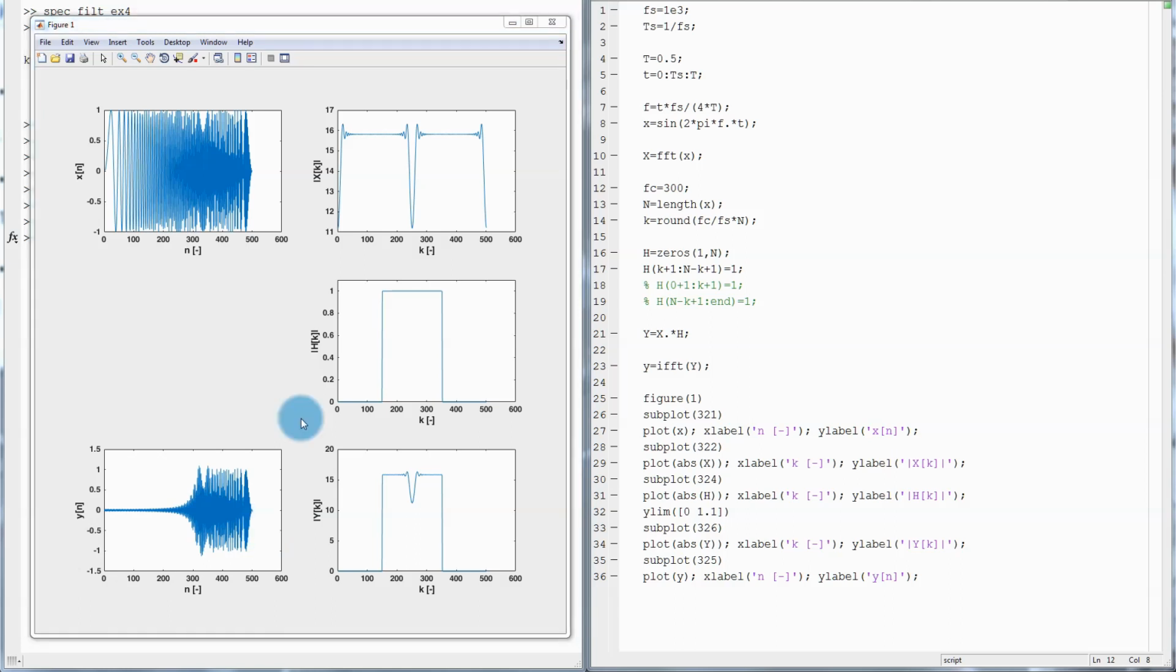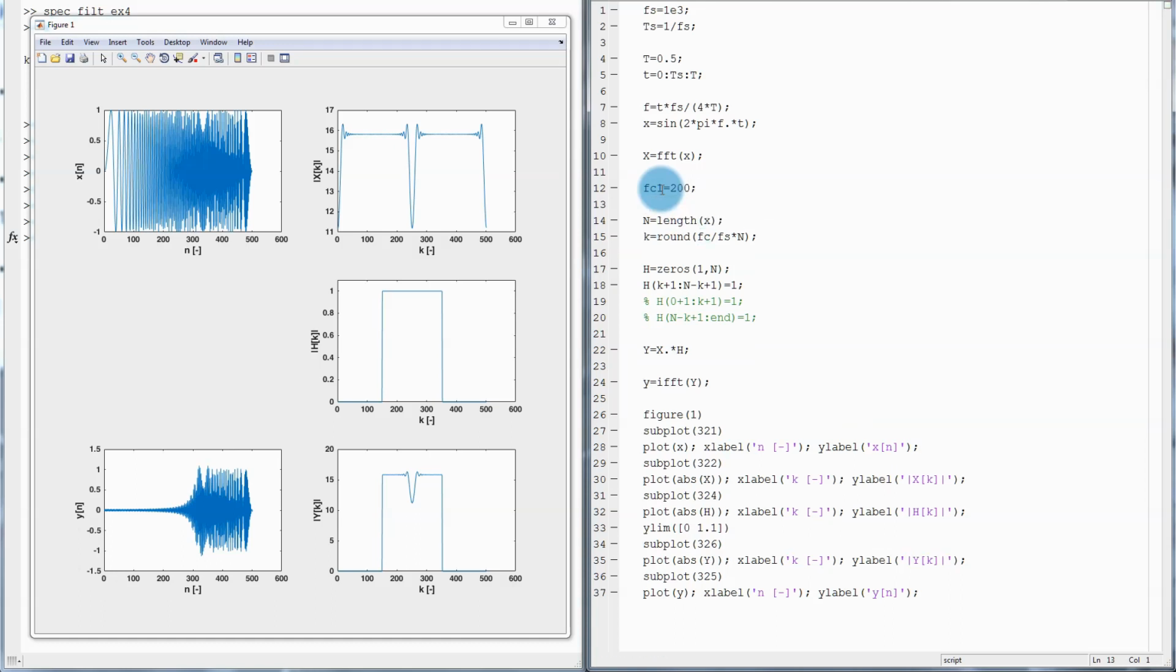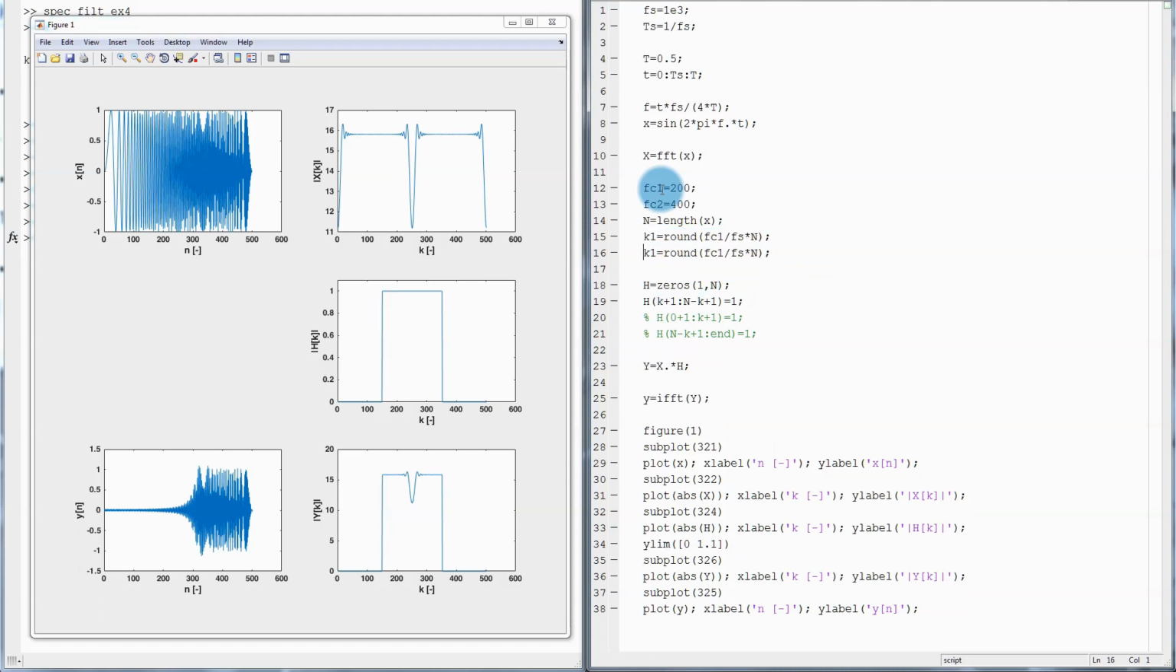Now, how would you implement a bandpass filter? Let's say that I would like to keep all the frequencies between 200 and 400 Hertz. So I would have two corner frequencies. I would start passing at 200 Hertz, and then I would stop passing at 400 Hertz. Now I need to recompute these frequencies to those indices of the DFT. This would be the first frequency, and this would be the second frequency.